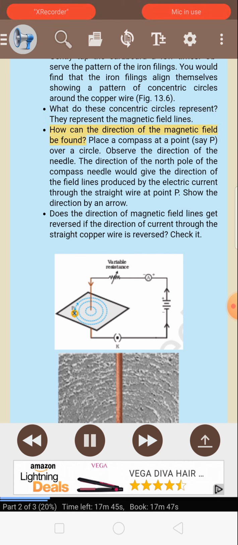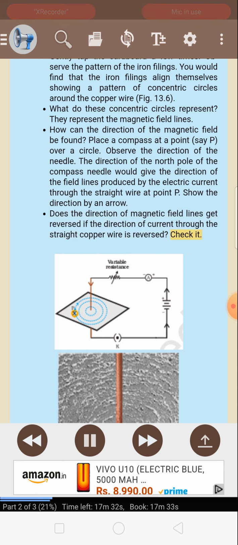How can the direction of the magnetic field be found? Place a compass at a point, say P, over a circle. Observe the direction of the needle. The direction of the north pole of the compass needle would give the direction of the field lines produced by the electric current through the straight wire at point P. Show the direction by an arrow. Does the direction of magnetic field lines get reversed if the direction of current through the straight copper wire is reversed? Check it.